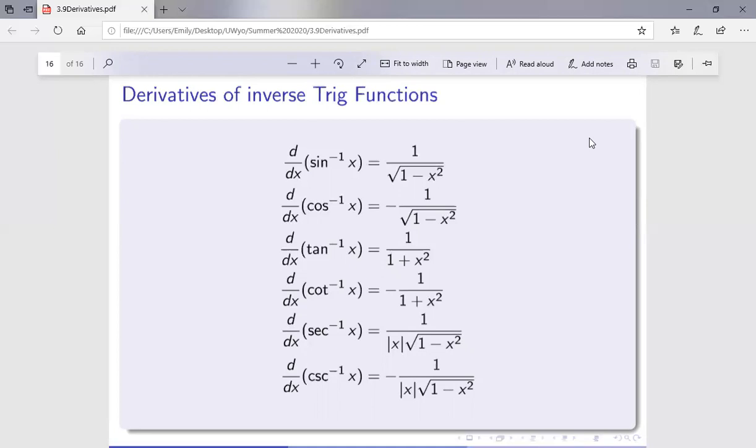So d/dx of sine inverse of x is 1 over square root of 1 minus x squared. d/dx of cosine inverse is just the negative of the previous one. You'll find a pattern here. d/dx of inverse tangent of x is 1 over 1 plus x squared. d/dx of inverse cotangent is the negative of what I just said. d/dx of secant inverse of x is 1 over the absolute value of x times square root of x squared minus 1, and d/dx of the cosecant inverse of x is the negative of what I just said.